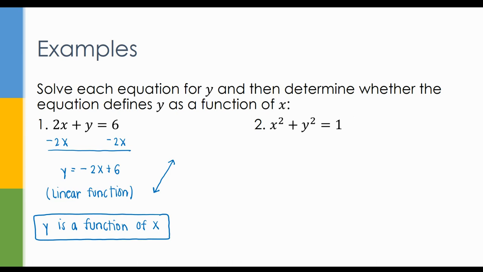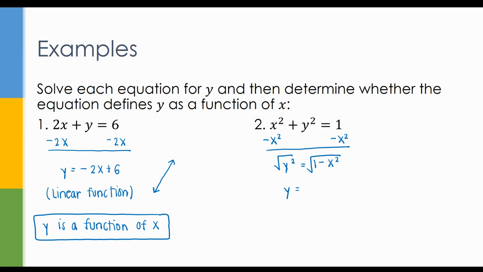If we look at the second example, we've got x squared plus y squared equals 1. So if I want to start solving for y, I'm going to subtract the x squared over to the other side. That then gives me y squared equals 1 minus x squared. We still don't quite have the y by itself. To get rid of the square, we are going to take the square root.